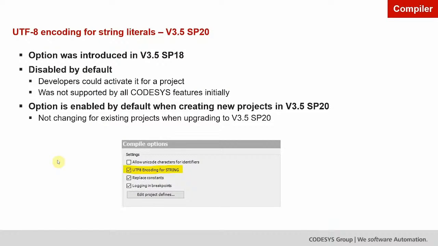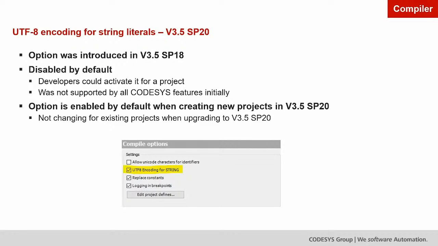First of all, I want to talk about the option to enable UTF-8 encoding for strings used in the application. This is not actually a new option because it was already introduced with Service Pack 18. But back then it was disabled by default when creating projects because not every feature in CODESYS was already able to support this new encoding option.